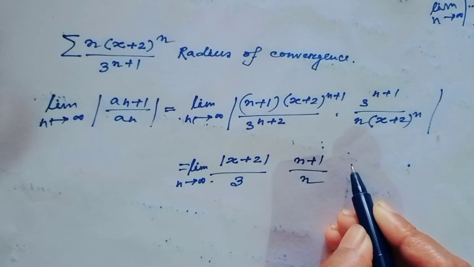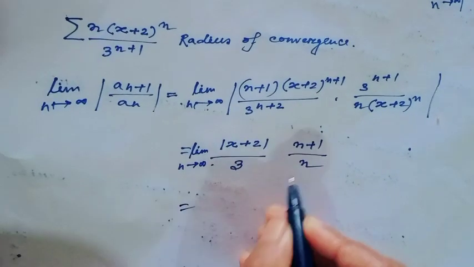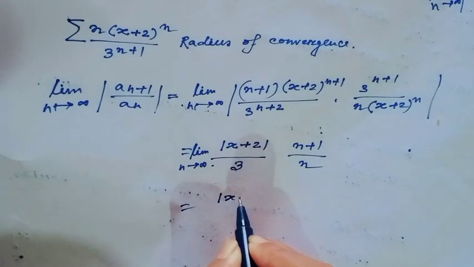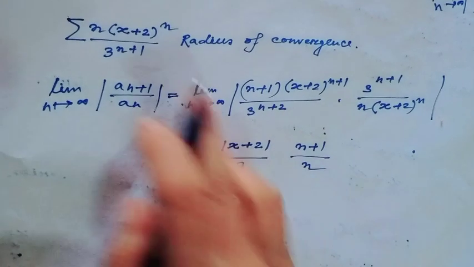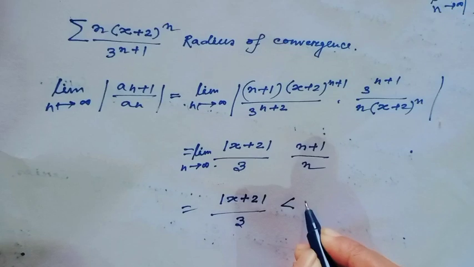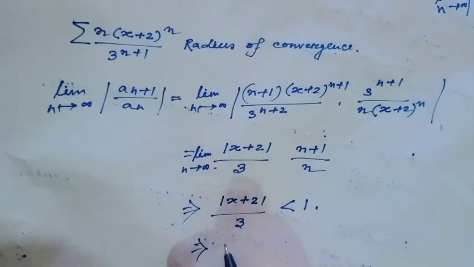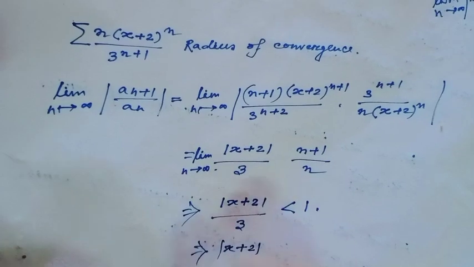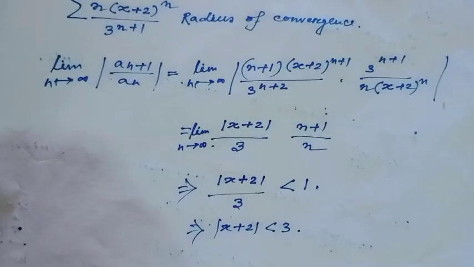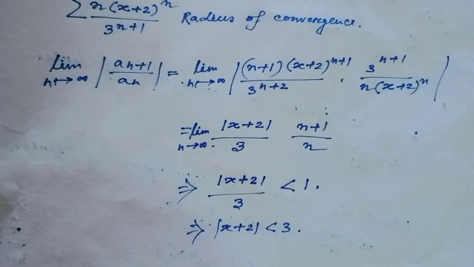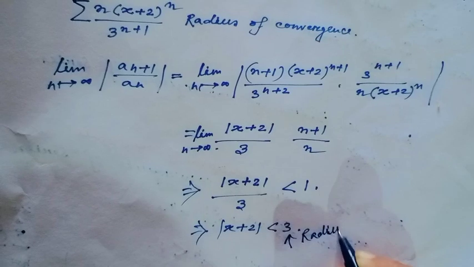Obviously, if we put the limit, then this value would be 1. That means this value would be the absolute value of x plus 2 over 3. And obviously this power series converges when this is less than 1. That implies the absolute value of x plus 2 is less than 3. Therefore, the radius of convergence is 3.